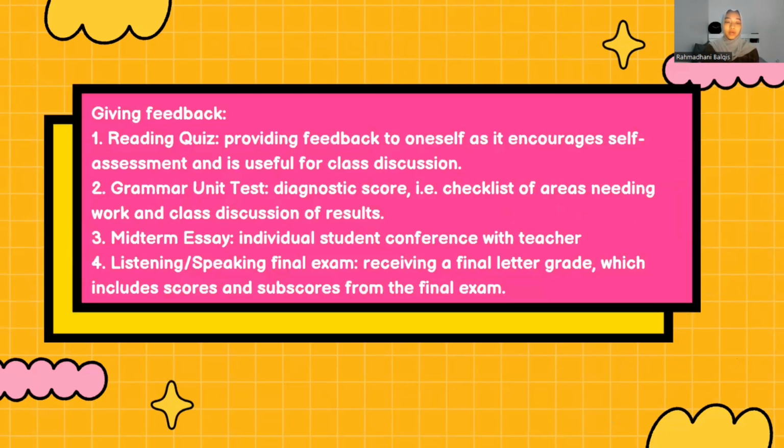Based on the first scenario, the first is a reading quiz, providing feedback to oneself as it encourages self-assessment and is useful for class discussion. The second is a grammar unit test. This gives a diagnostic score, like a checklist of areas needing work and class discussion of results. And the third is the midterm essay. This is an individual student conference with the teacher. And the last one is the listening or speaking final exam. There is receiving a final letter grade, which includes scores and sub-scores from the final exam.